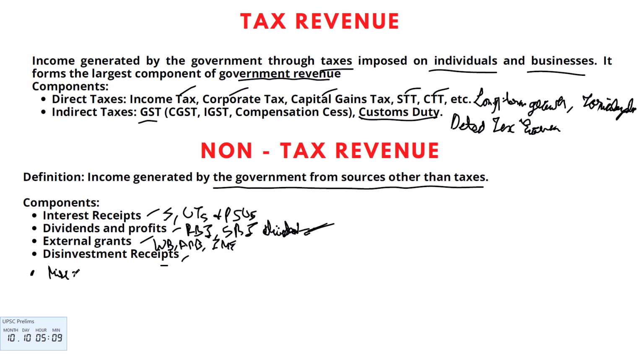Along with these components, we can add some miscellaneous receipts. You might ask me what these hold: fines, penalties. They all come under miscellaneous receipts. So, while significantly smaller than tax revenue, non-tax revenue also plays a vital role in funding the government expenditure. It reflects the government's role as a service provider, regulator, and owner of assets as well.